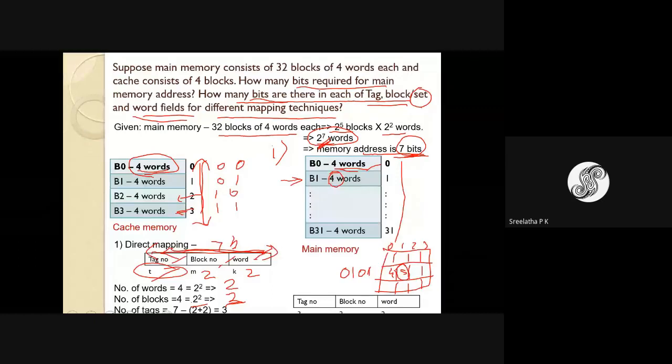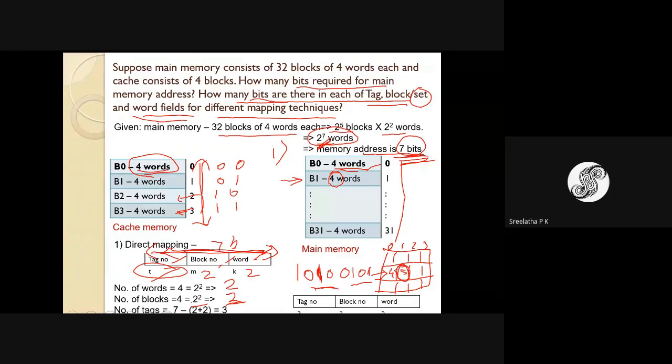And this is the second block. Totally it is a 7-bit address. As it is the second block, it is 0, 1. So this will be the address to retrieve this particular second block, second word. It is the 5th word, so 101, and it is the second block, so 01.